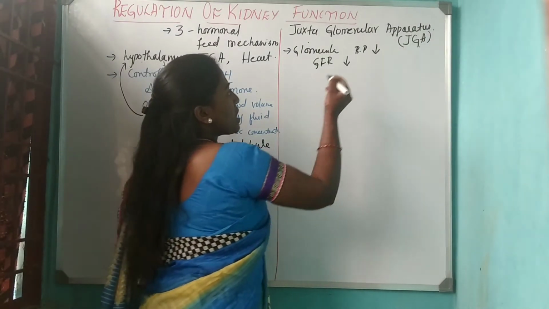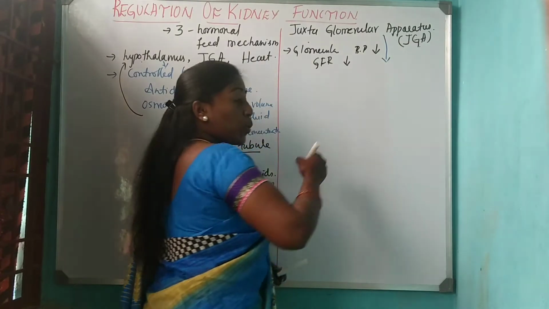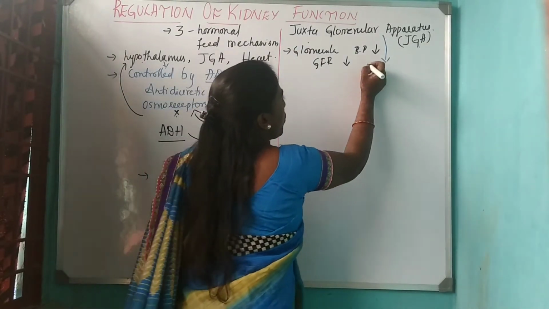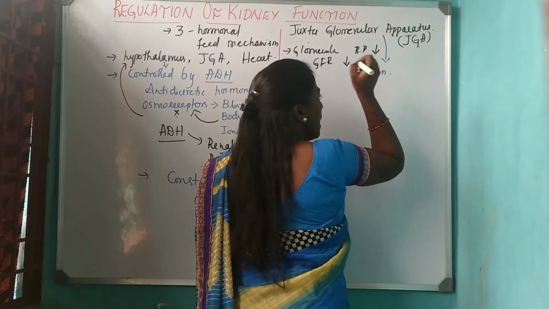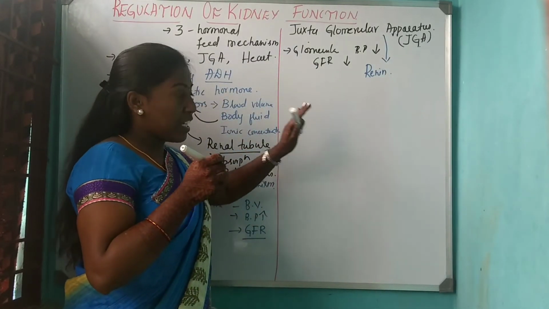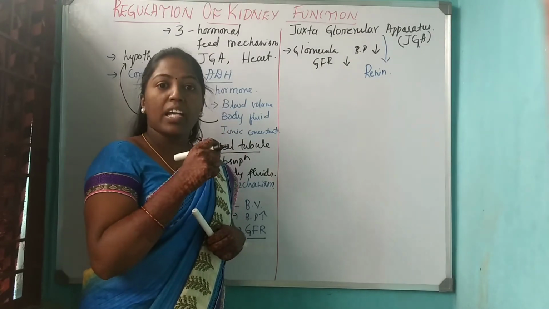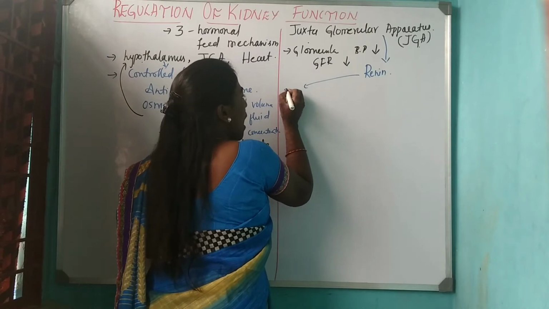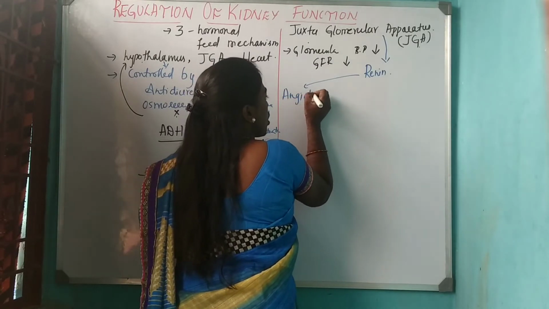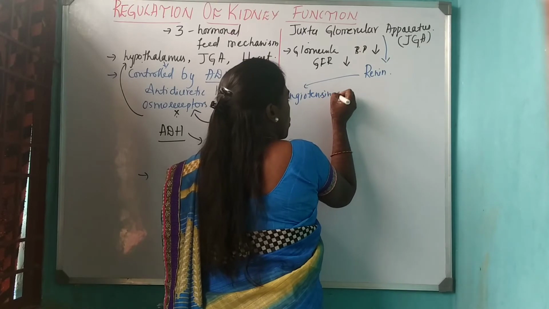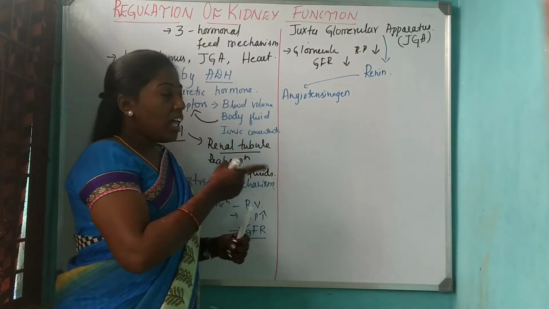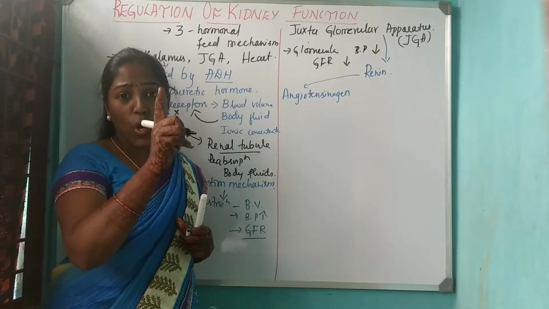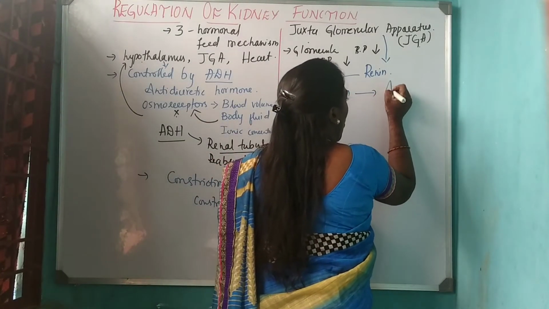After the cells get activated, they produce a chemical substance called renin. This renin will act on angiotensinogen. Later, the angiotensinogen will get converted into angiotensin 1.